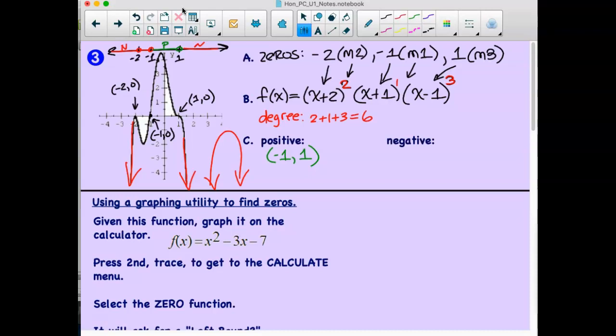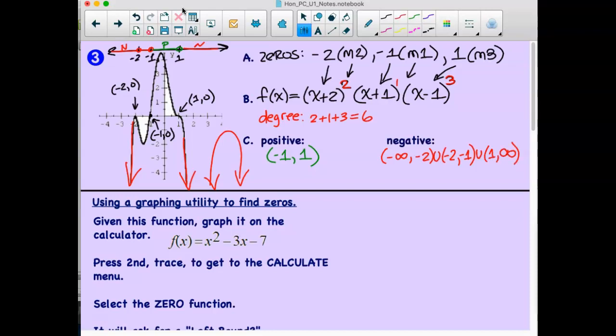So the negative intervals are going to be from negative infinity to -2. Skip -2 because there is a 0 there. And then pick up on the other side, -2 to -1. And then finally, we're going to have 1 to infinity, just like that. All right, so there's my negative intervals.